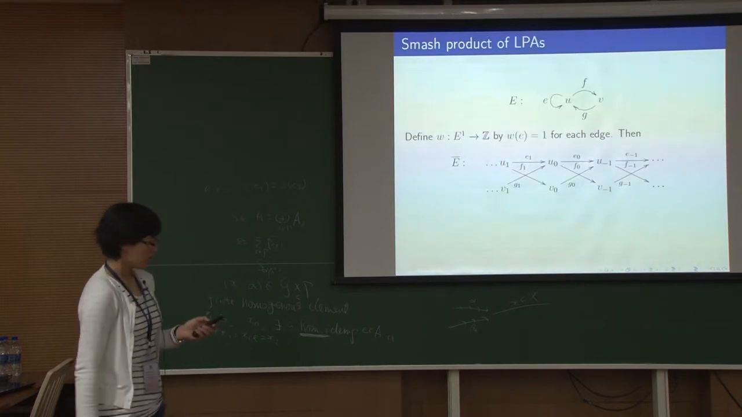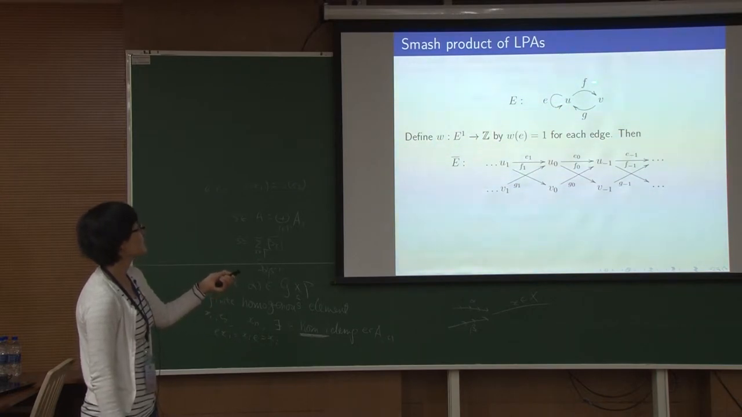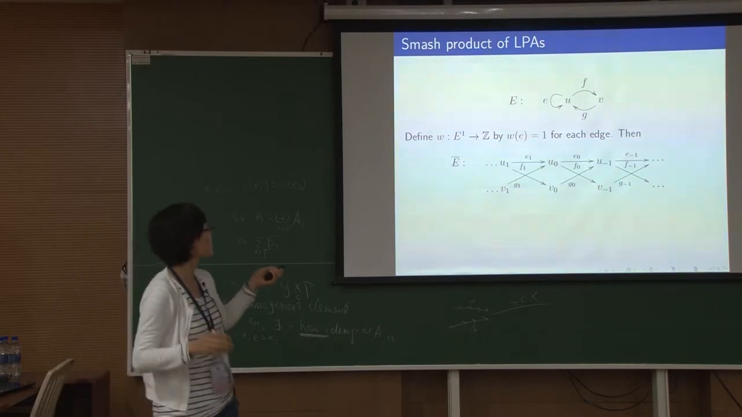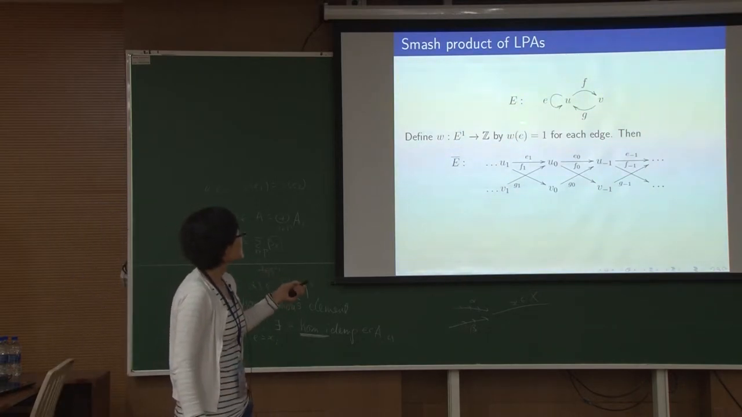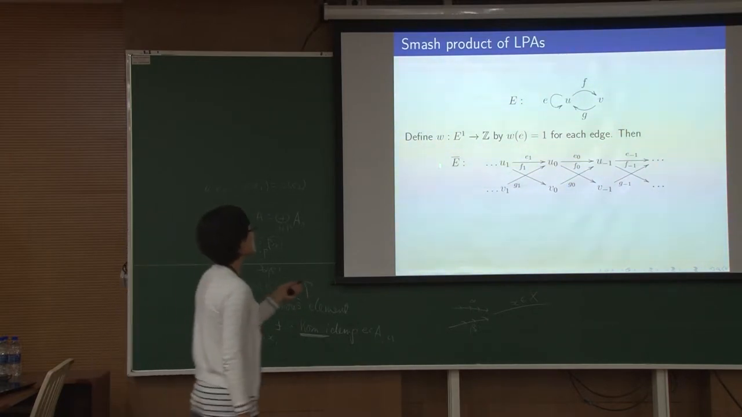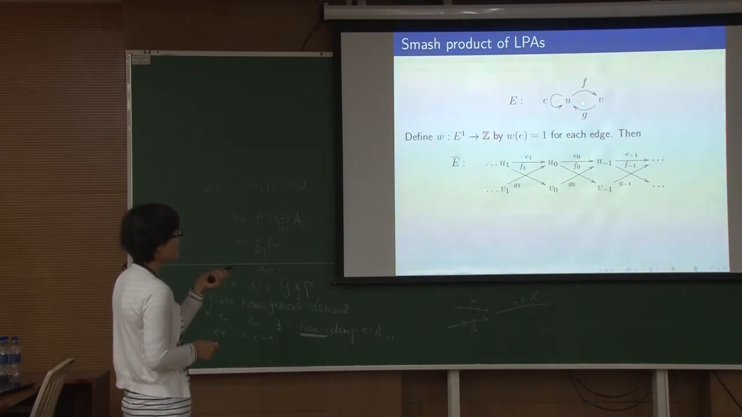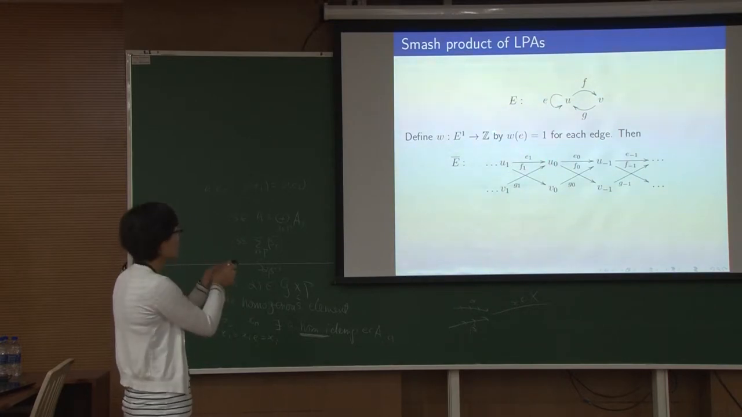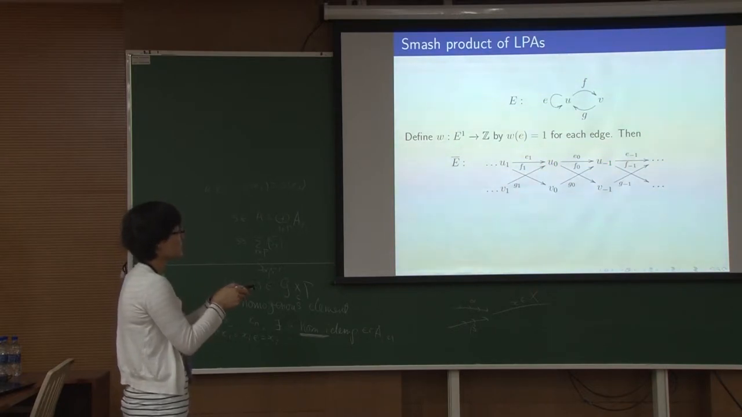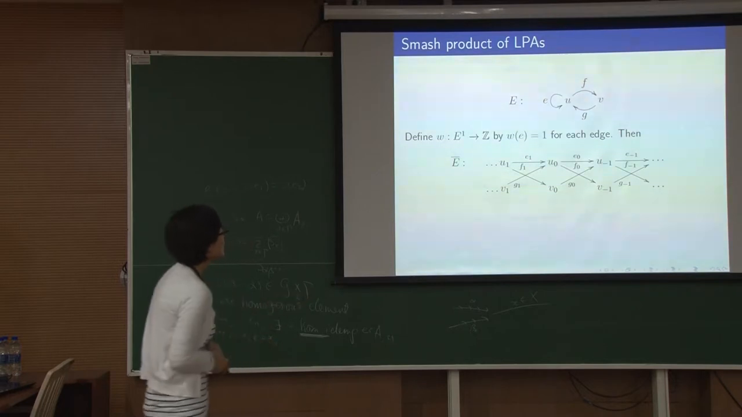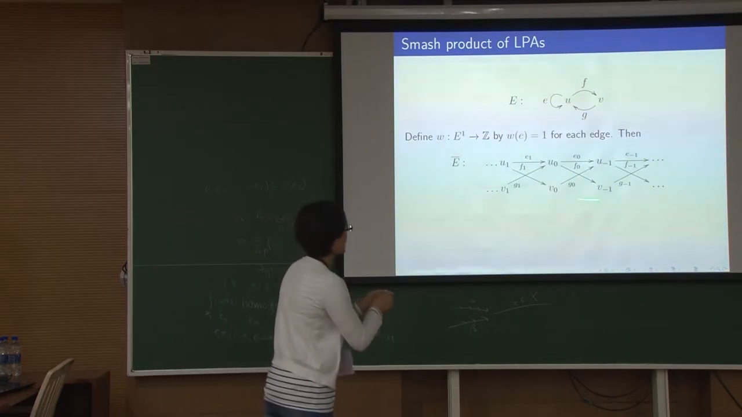Here, let's see an example. Suppose E is this graph. It has two vertices and three edges. Let's give a function W from E1 to Z, such that for each edge e, the value is 1. So now we have the covering graph E bar. For any vertex in this graph E, we have Z copies, so here our group is Z. So we have u0, u minus 1, u minus 2, and so on, and also on the other side we have u1, u2, and so on. Similar for v0. So there are Z copies for the vertex v.